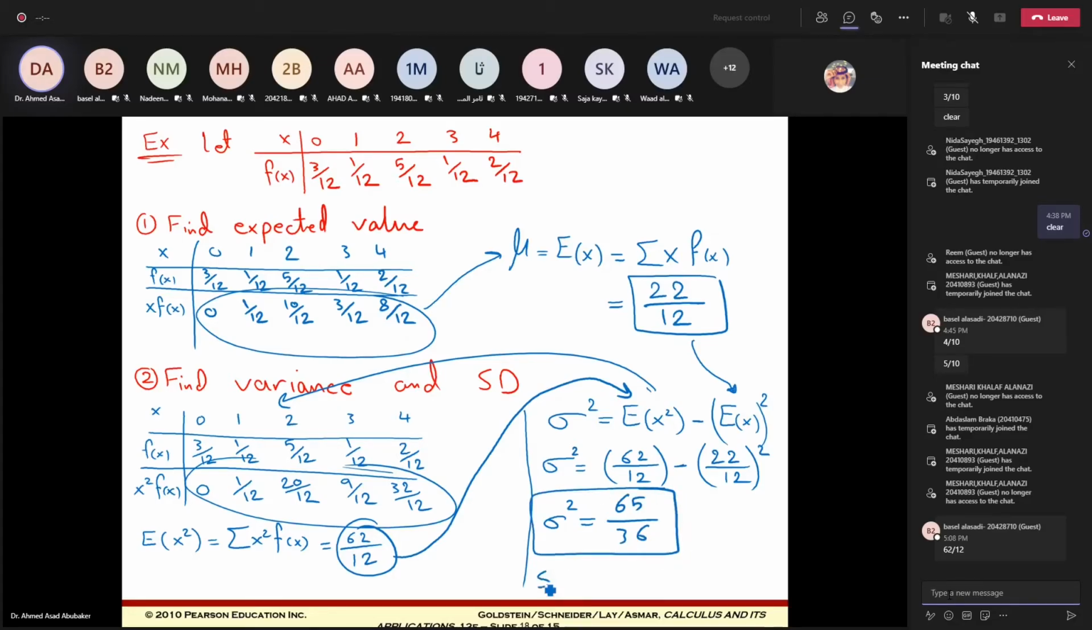To find the standard deviation, this is equal to the radical of the variance, the radical of 65 over 36. We can also put it as radical 65 over radical 36, and radical 36 is 6. Okay. This is how to find the variance, standard deviation, and expected value. Okay. Any questions?